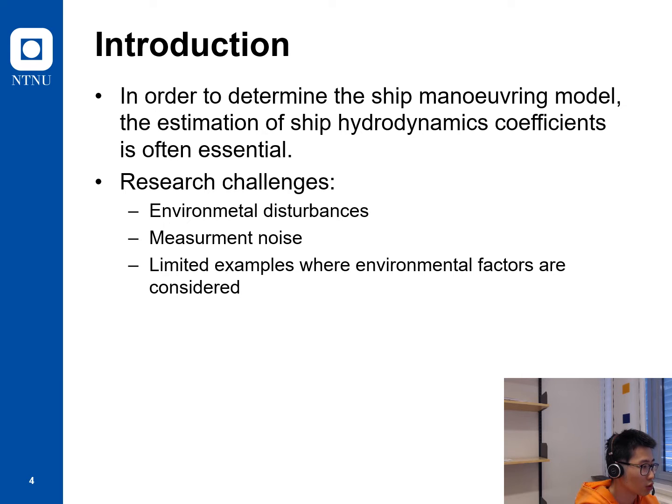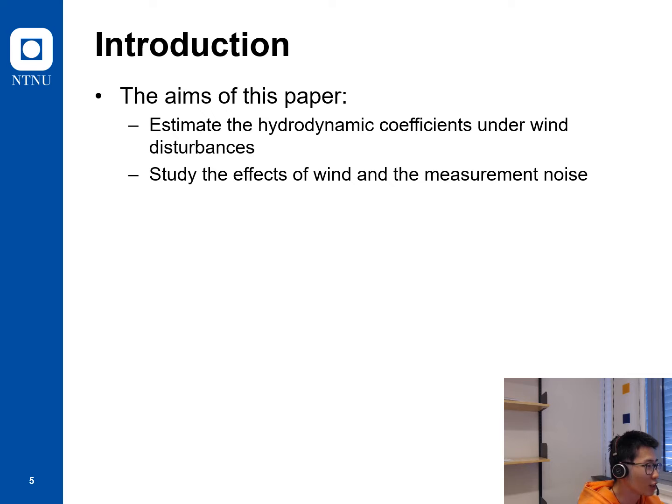First, environmental disturbances. Environmental disturbances are often neglected, while the calm water condition is used instead. Second, measurement noise. In real life, the data is inevitably polluted by noise. Third, there are very limited examples where environmental factors are considered. Therefore, the aims of this paper are to estimate the hydrodynamic coefficients under wind disturbances and to study the effects of wind and the measurement noise.